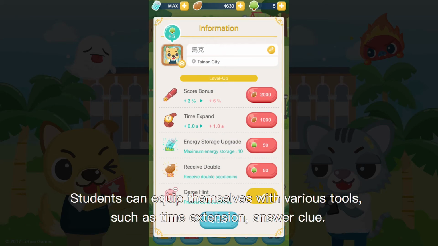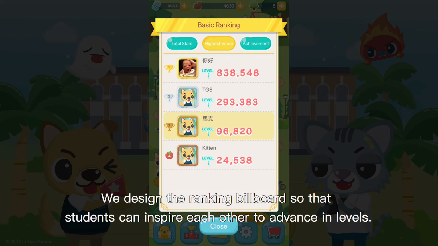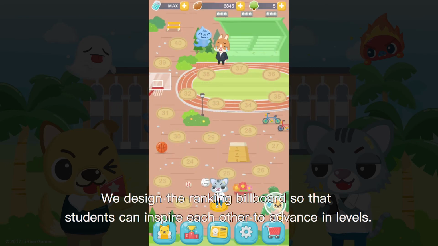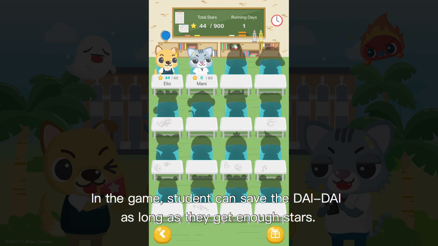Students can equip themselves with various tools, such as time extension and answer clue. We design the ranking billboard so that students can inspire each other to advance in levels. In the game, students can save the die as long as they get enough stars.